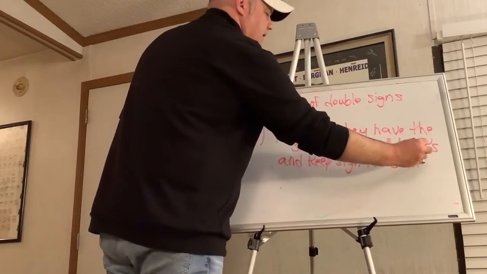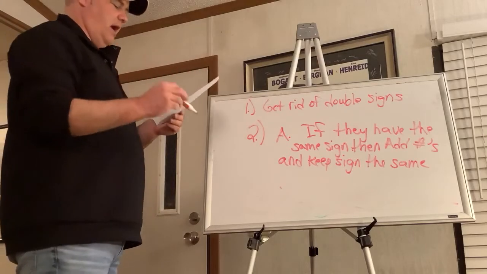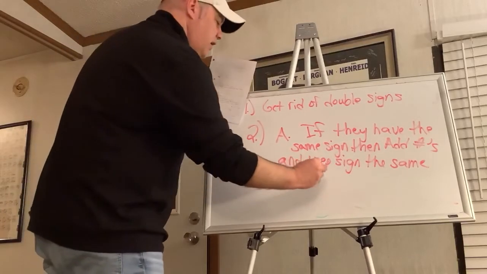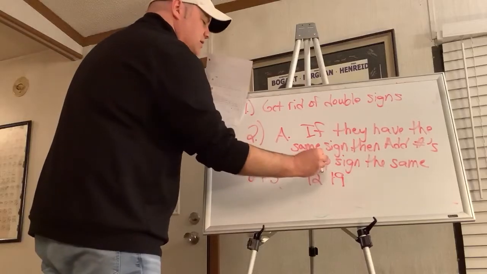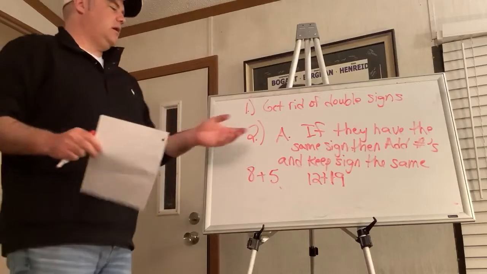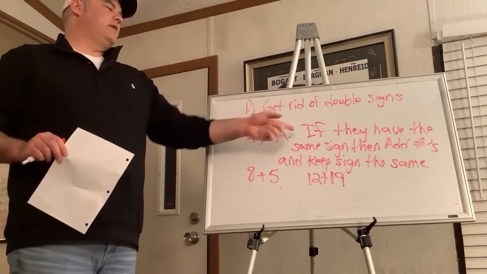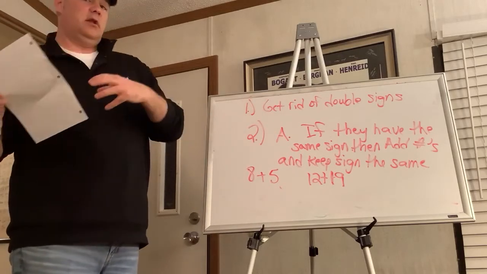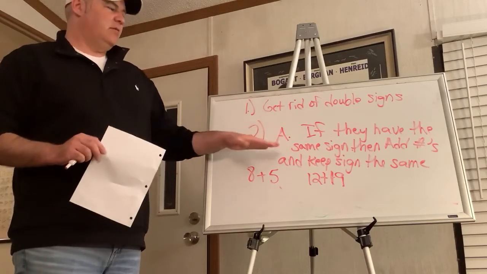Okay, some examples of that. So here's what that could look like. I'm going to just put some different examples: 8 plus 5, 12 plus 19. Here are 2 examples of that. Now you say, well, wait a minute, how do I know they had the same sign? That's what you're looking for. So if they have the same sign, meaning this number and this number have the same sign, either they're both positive or later we're going to look at both negative, then you add the numbers and keep the sign the same. Let's break down what I'm talking about.